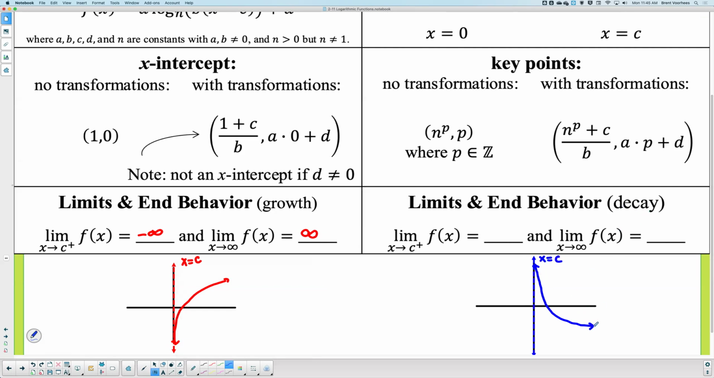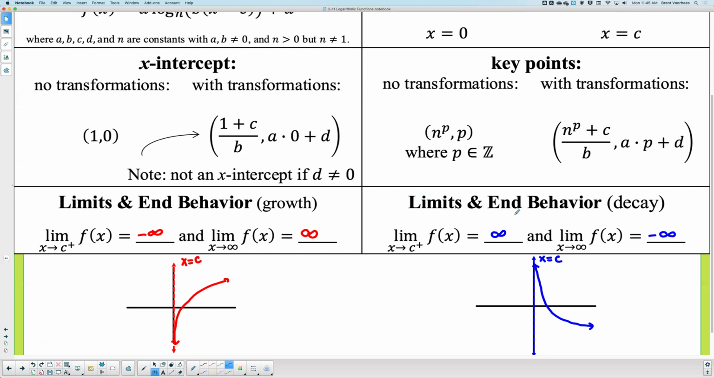Okay, so this is now the limits for decay. What happens as we get closer and closer to C? Is the graph rising, falling, getting flat, or stopping at a point? It's rising. So what symbol means rising? Positive infinity. And then what's happening on the other end of the log? As we go right forever, the graph is falling forever. What symbol means falling?